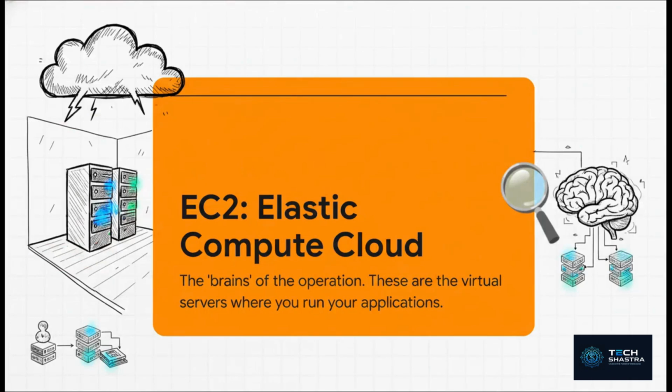And that brings us to our third pillar, EC2, the Elastic Compute Cloud. If the VPC is the building and subnets are the floors, then EC2 instances are the actual employees doing the work. These are your virtual servers, the brains of the whole operation. They provide the raw horsepower to run your applications.